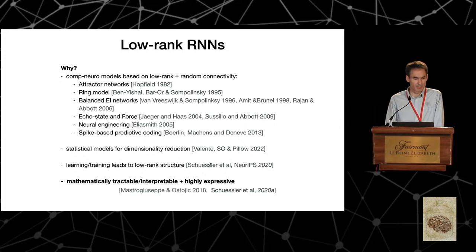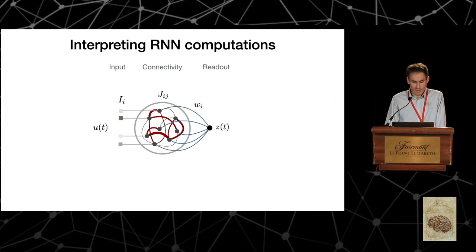But really the main reason for us to focus on this class of models is that they're very tractable and very interpretable while remaining highly expressive, in the sense that they're universal approximators. They can implement any computation. Okay, so I told you that these models are interpretable. Interpretable has been probably the keyword of Cosyne this year. So what does this mean in this context? I'm going to give you a very brief overview of the theory of low rank recurrent networks.